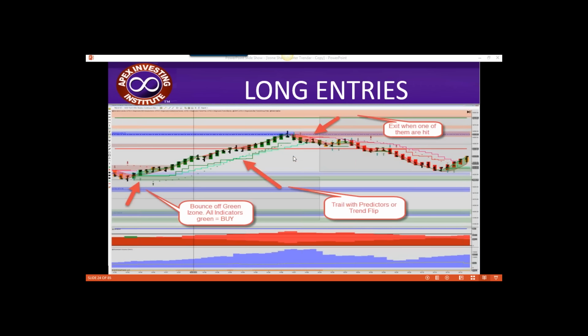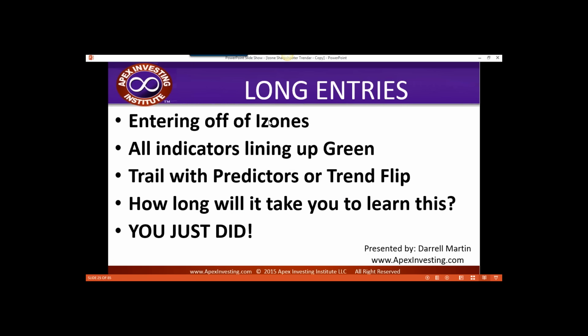All right, Dale, what we're talking about here is for futures, Forex, Nadex spread, stocks, CFDs. Okay? That's a long entry. That's how we go to buy. All right? That's it. So on a long entry, we're entering off the I zones. We're waiting for all the indicators to line up green. We're trailing it with the predictors or the trend flip. How many videos and training courses and how many hours do you think you need to spend learning what a long entry is? You just did. You got it. Okay?